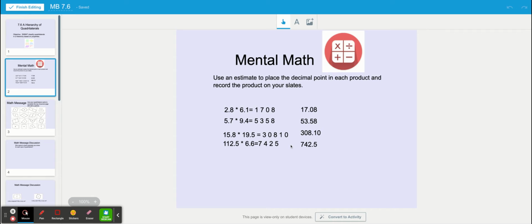You'll see that they have some digits off to the right, and then there are some answers even further over to the right. What I'd like you to do is to pause the video and then check to see, is the correct answer 17.8? Is the correct answer 53.58, 308.10, and 742.5? Use your estimation and come back and check, and we'll go through how to do that. So pause and come back.